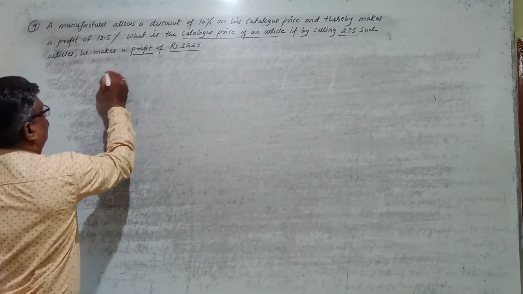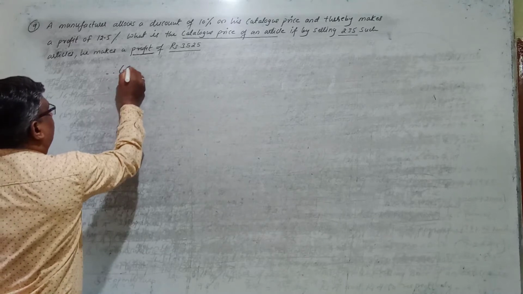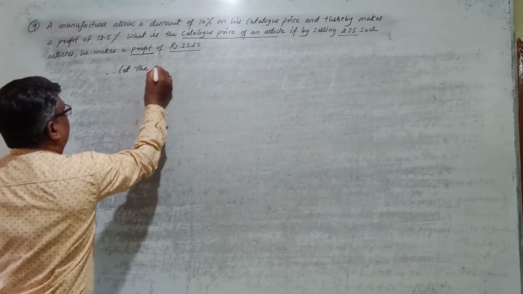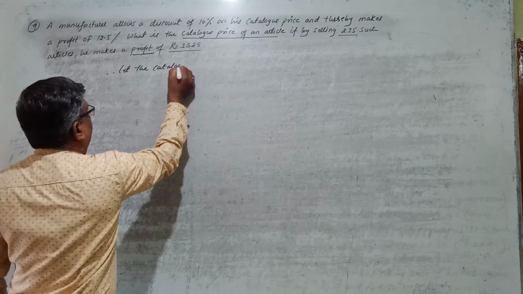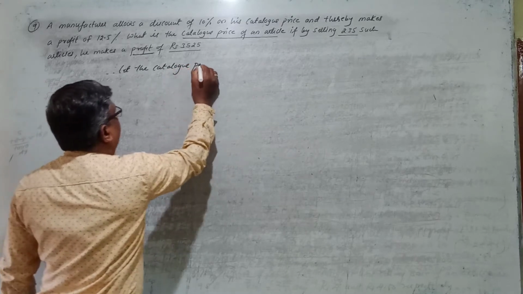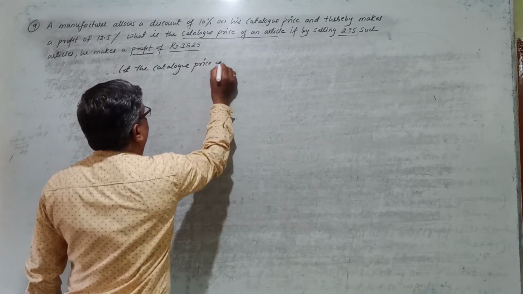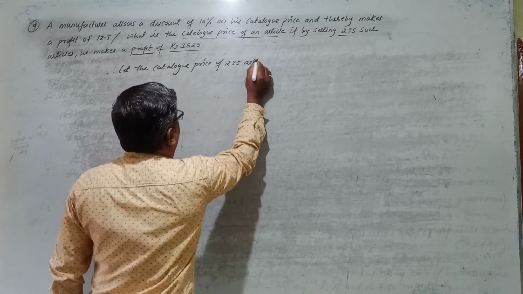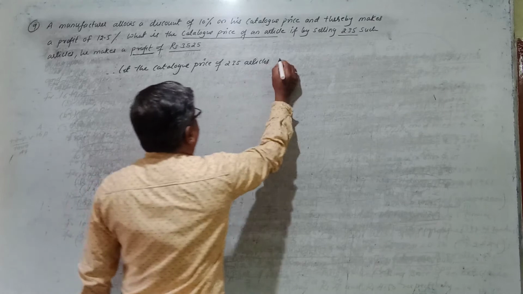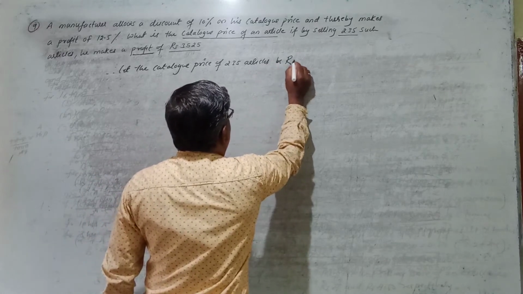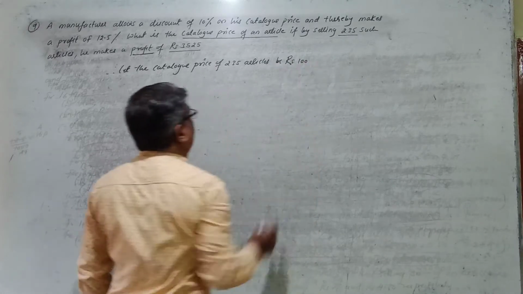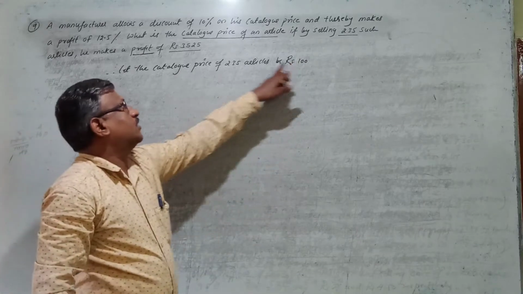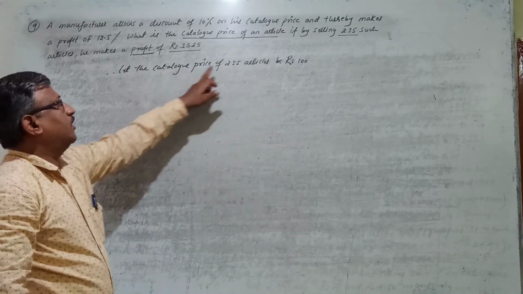So here we assume the catalog price. Let the catalog price of 235 articles be rupees how much? 100. Now 100 rupees is the catalog price of 235 articles.